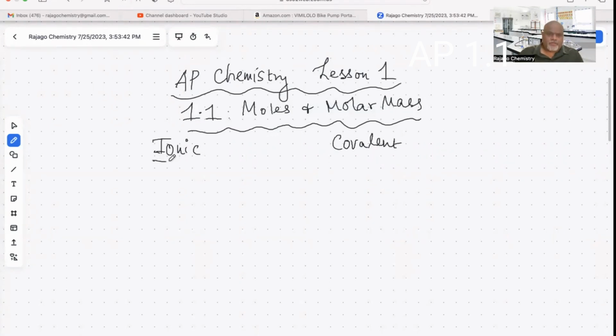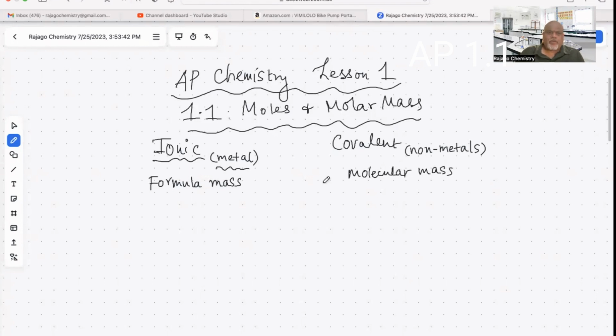Any compound that has a metal in it, we call an ionic compound. And when you have all non-metals, we call them covalent compounds. When you have an ionic compound, we usually call the mass, the weight of the compound, the formula mass. There is a reason behind this. For covalent compounds, we call it molecular mass. But generally it is referred to as molar mass for both.